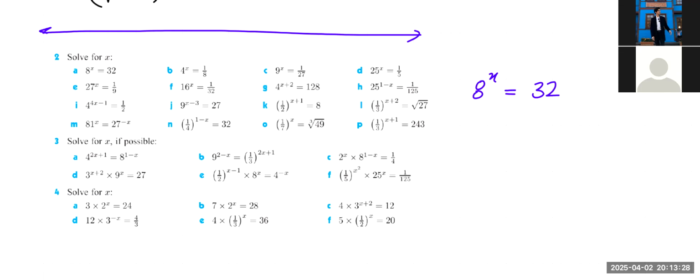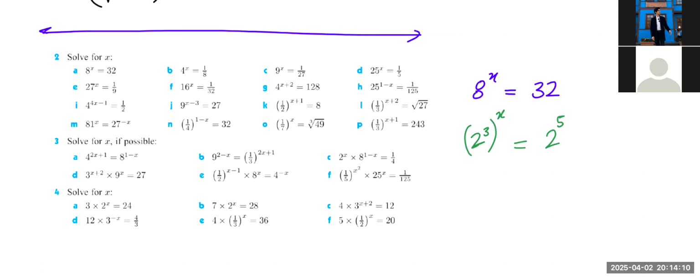2 is good because 2 cubed will give you 8. What about 32 though? We can't divide by 2, right? Because we need a power. And we need the same base. So we need 2 here also. Is there any power of 2 that equals 32? Five. Exactly. As you can see, we've converted 8 to a power of 2 and also 32 to a power of 2. And why did we do this?